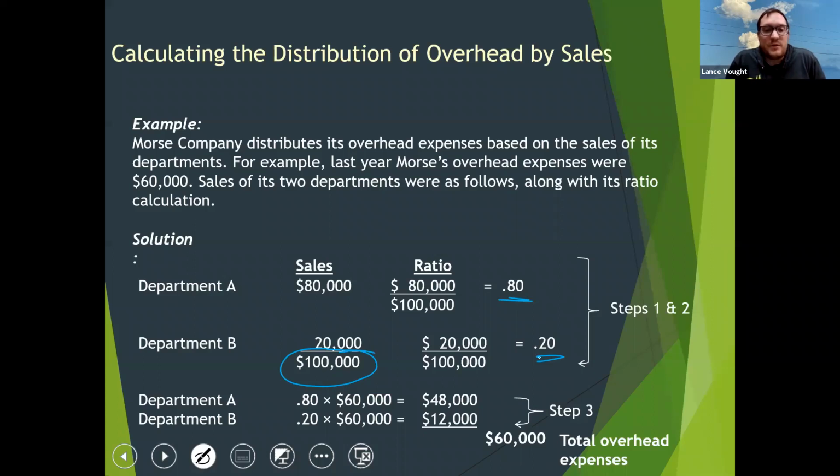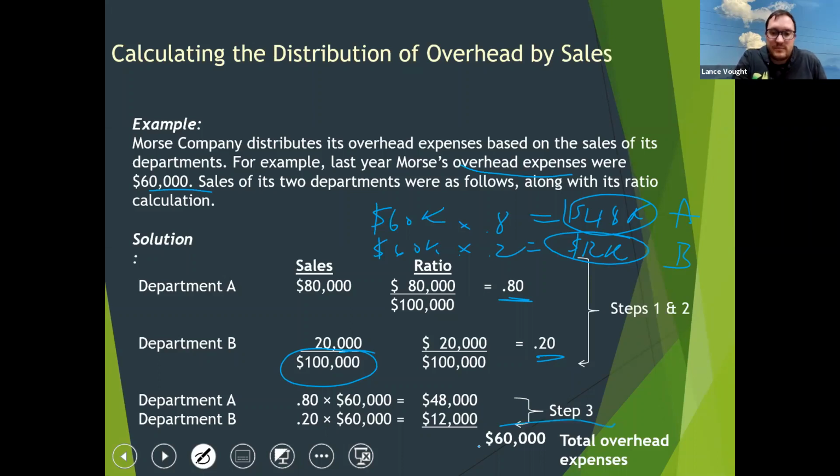So if we multiply that 0.8 times the total overhead expenses, which we have identified as 60,000, that means Department A is responsible for 80% of that, which is 48,000. So this is A. And then for B, it's going to be 60,000 times 0.2, which gives us 12,000. And then this matches up when we add them together.